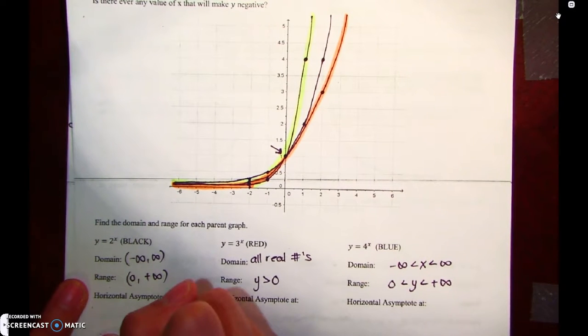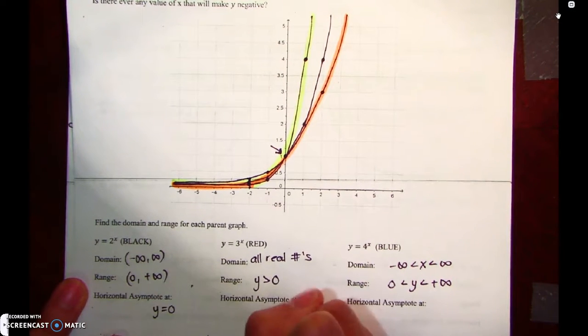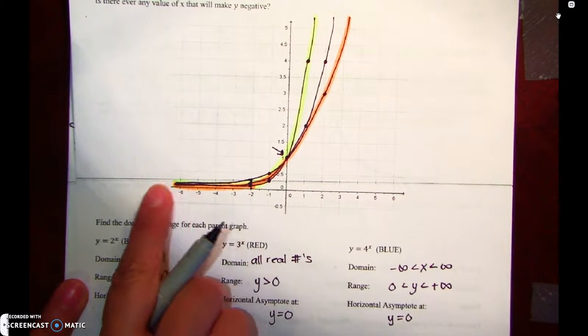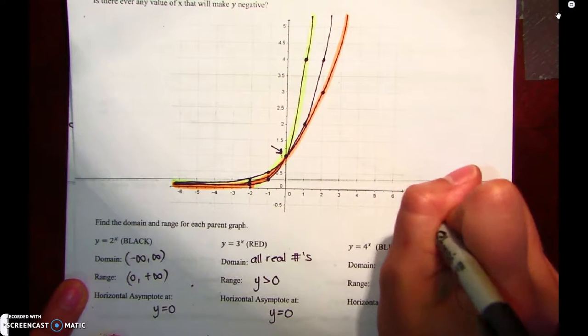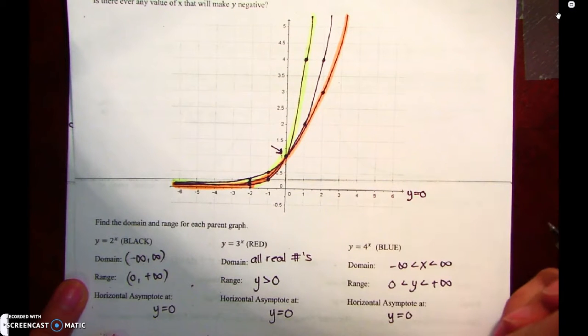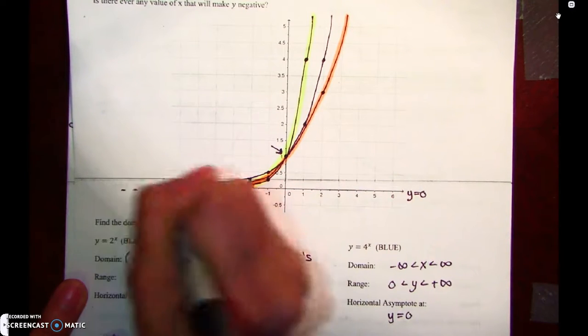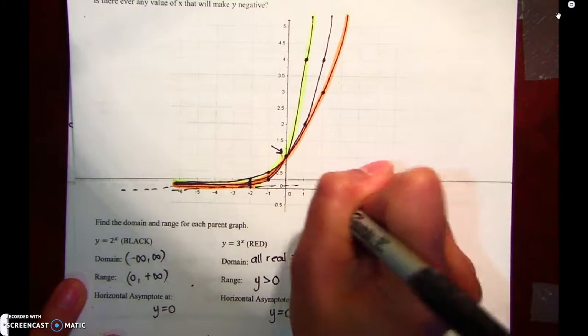The horizontal asymptote is at y equals 0 for each of them. If you notice, they get really, really close to the x-axis, which is where y is equal to 0. They get really close, but they never pass it, so this is your horizontal asymptote.